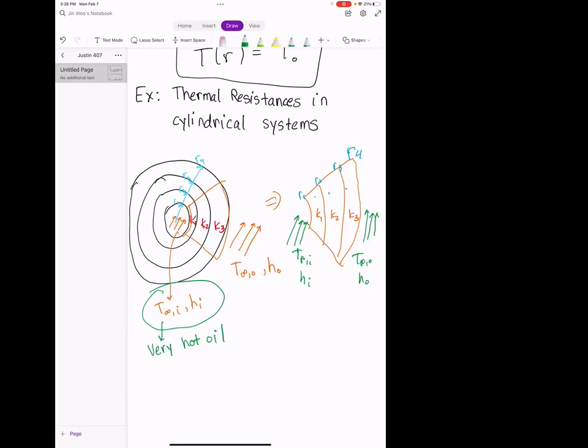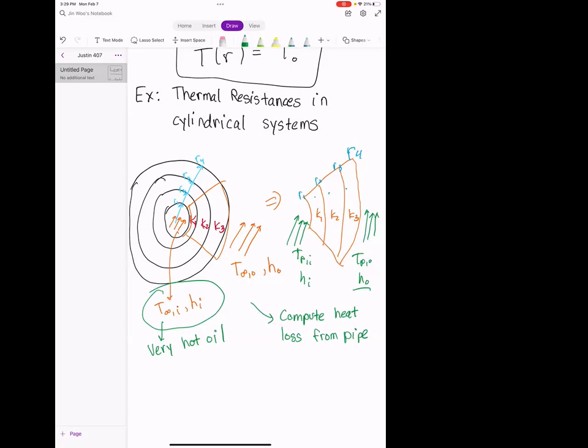Right? And on the outside, let's say that this room is air conditioned, cooled, and so this is simply the air conditioning on the outside. Okay. And so it's very common in situations like this to want to compute how much heat loss we have in the pipe. Okay. Great.